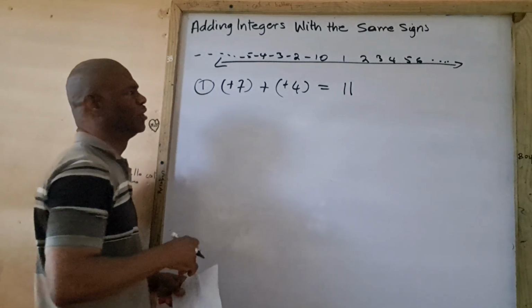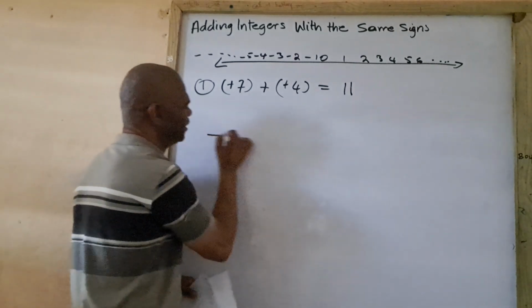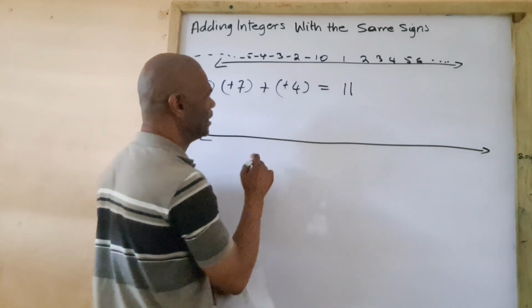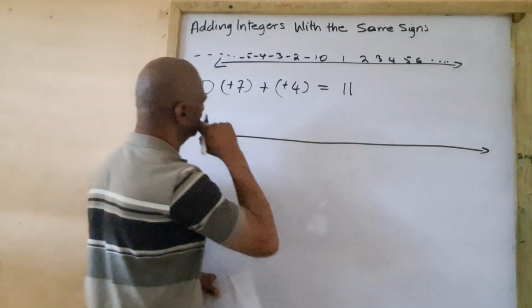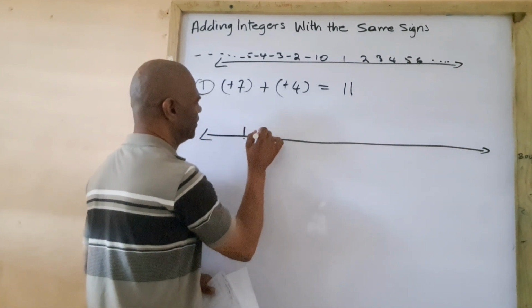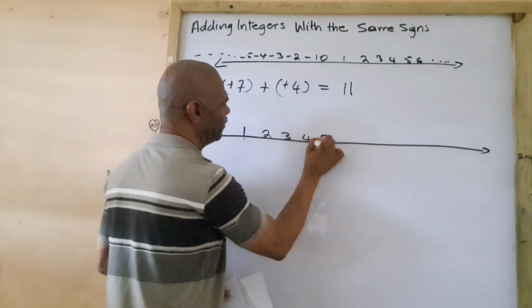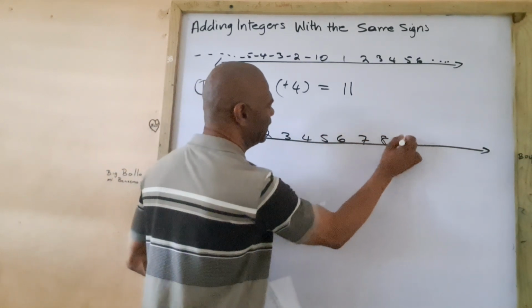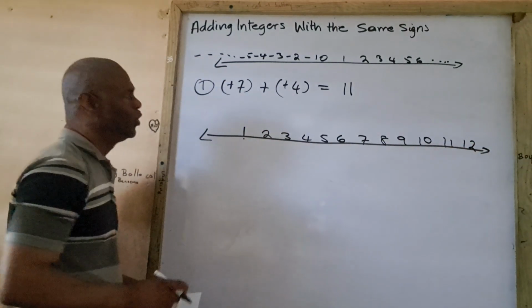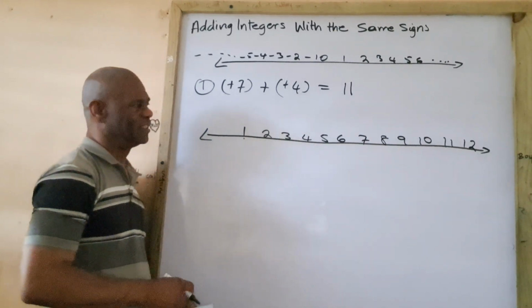Right? So, if we were to put that on the number line, let me do that on the number line and then you can see what we're talking about. Since there are no negatives, we can start at 1 there, 2, 3, 4, 5, 6, 7, 8, 9, 10, 11, 12, alright? So we're adding 7 plus 4 on the number line.